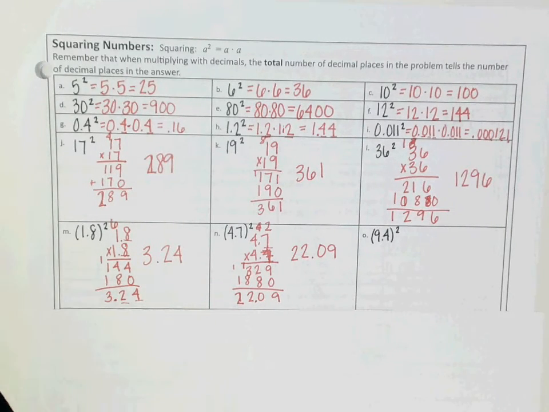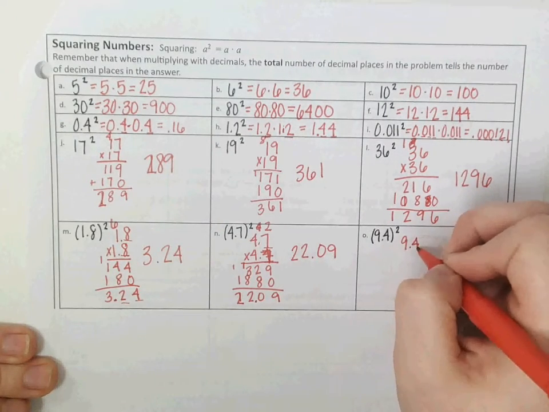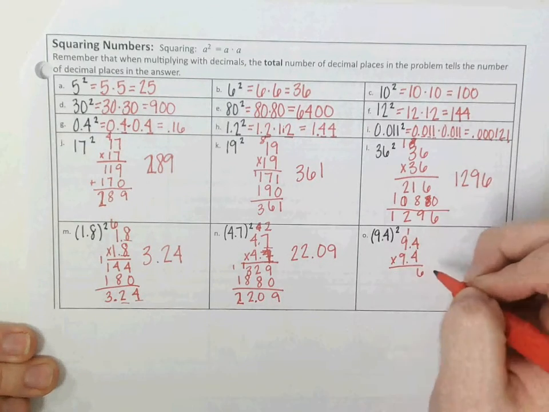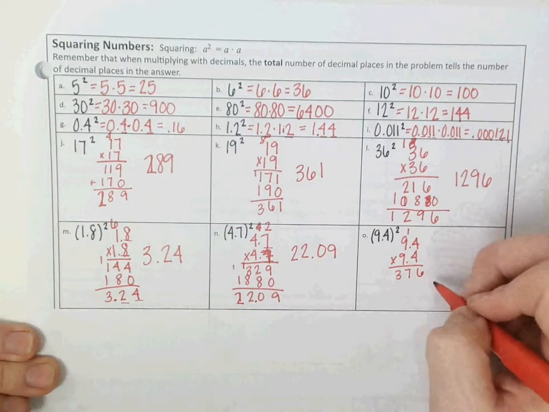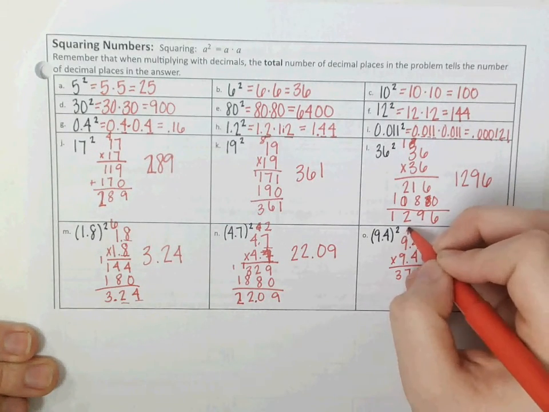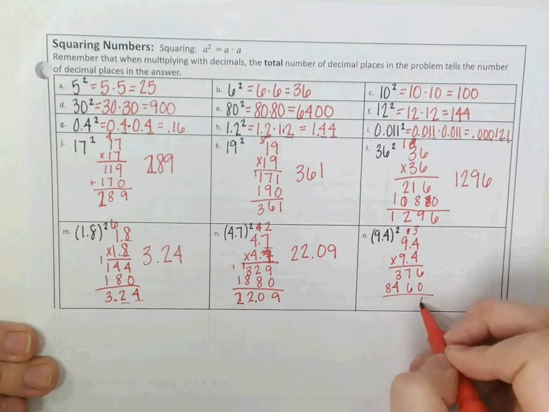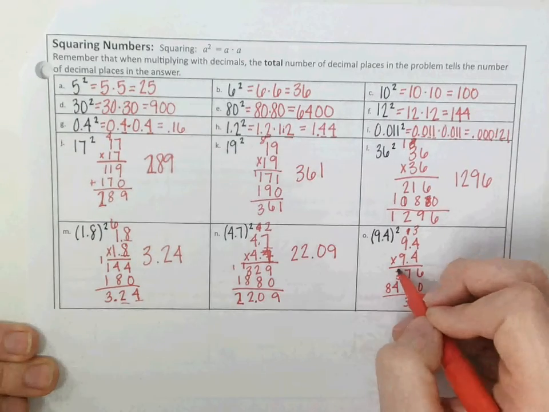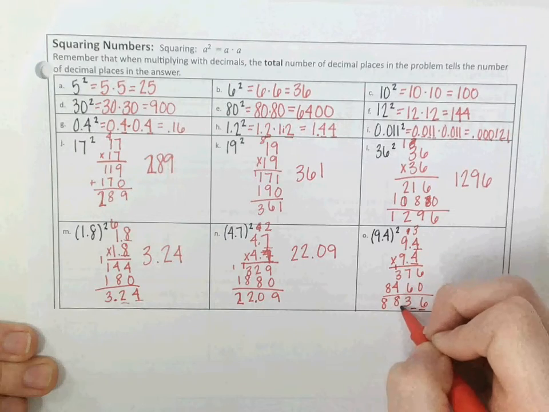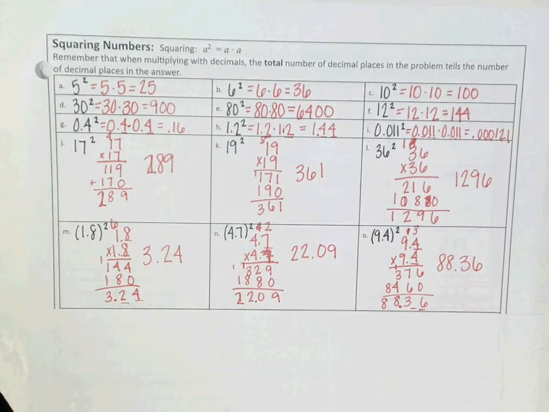So I want you guys to go ahead and try part O on your own. Again, pause the video and then just double check with my work here. So we should get 88.36.